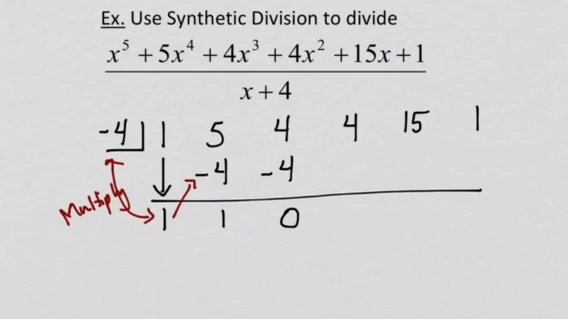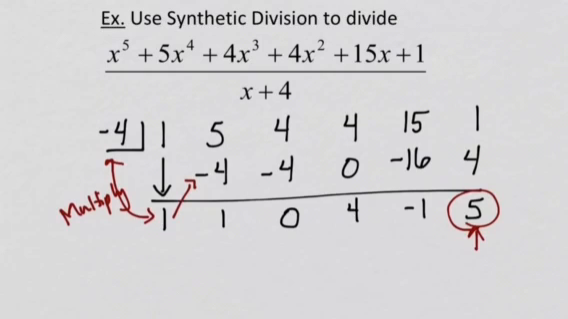Subtract to get 0. Multiply to get 0. Subtract or add, either way in this case we get 4. Multiply 4 times negative 4, we get negative 16. Subtract since our signs are different, we get negative 1. Multiply times the box, we get positive 4. And 1 plus 4 is 5. The last number that we have here represents the remainder.